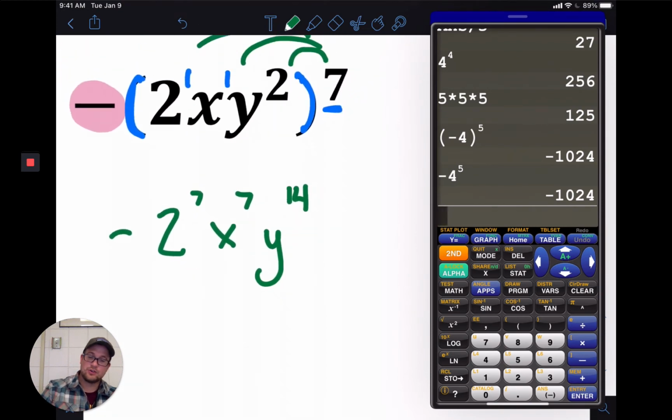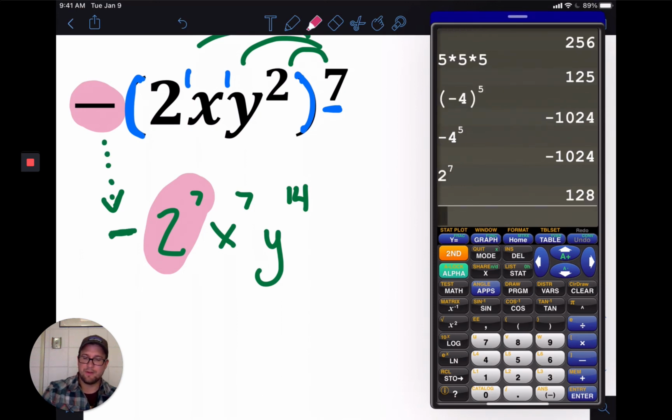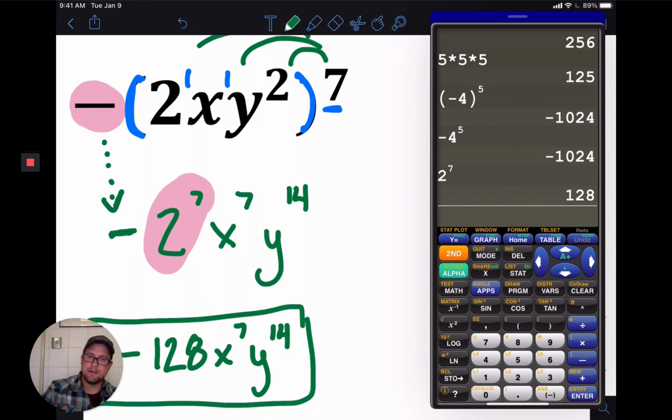Now, this could be a good answer for us, right? That negative kind of just drops on down for us. This could be a good answer, but sometimes we're going to see that 2 to the 7th power gets multiplied out. So if I looked at 2 to the 7th, I would get 128. That is my better answer.